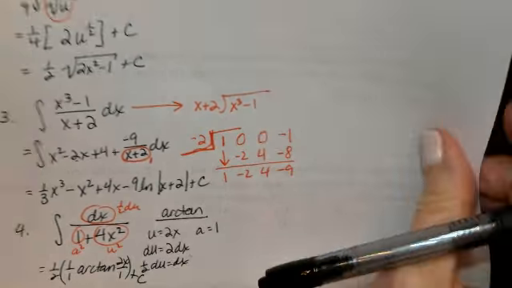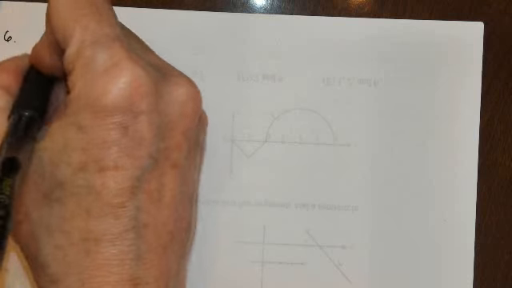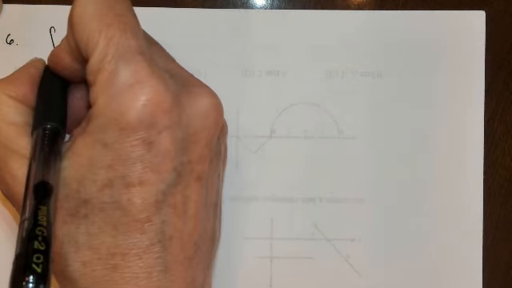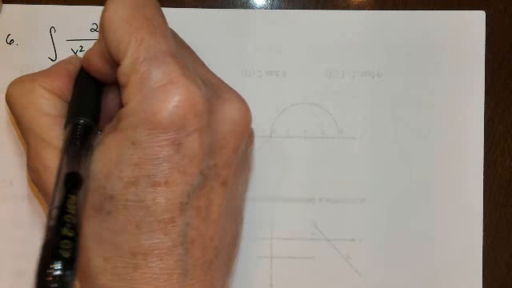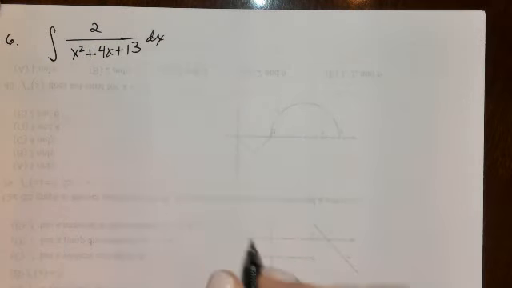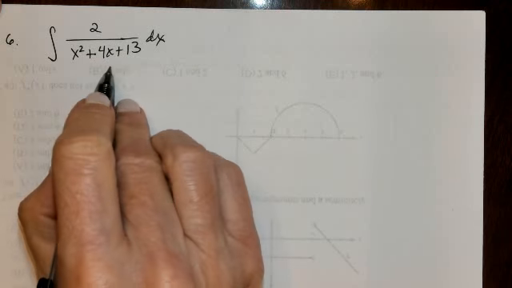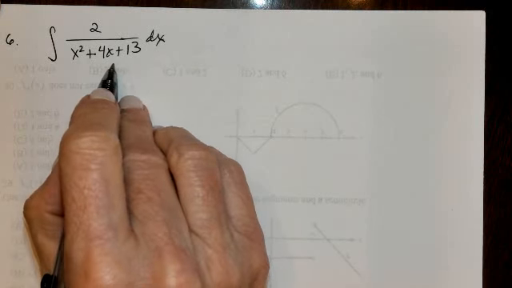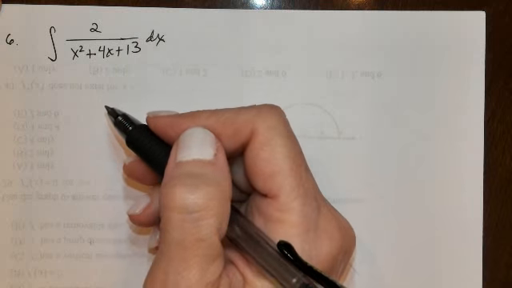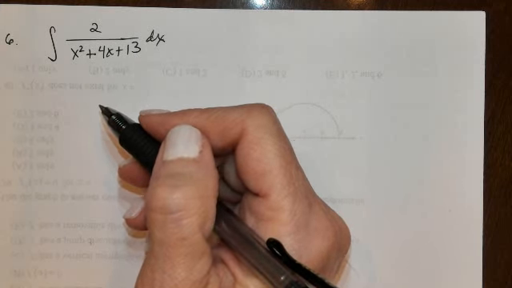Okay, next piece of scratch paper here. Okay, number 6. Let's say that we have this 2 on top, and on the bottom, let's say we have x squared plus 4x plus 13. This looks similar to the previous problem. However, the denominator cannot be factored this time. So if it cannot be factored, then we need to force it to be an arctan, right? We force it to be an arctan.